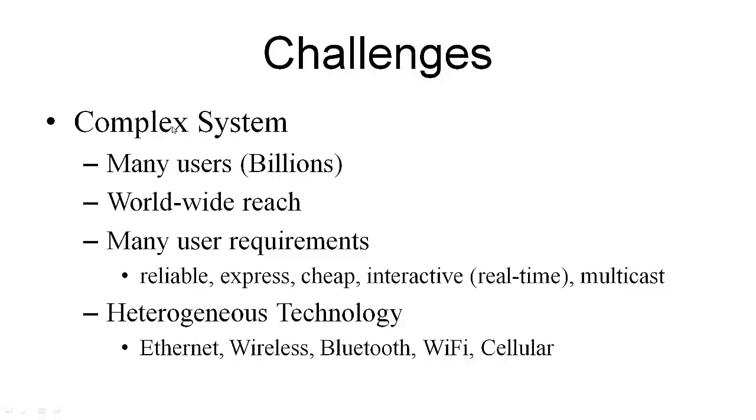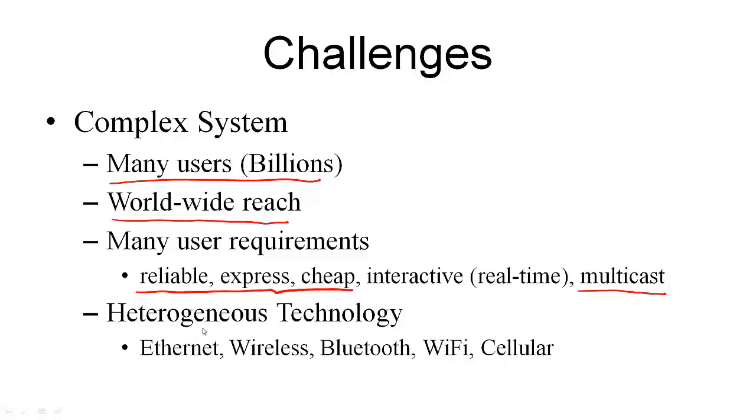So the computer system is a lot more complex than the postal system. You have users that run into billions. These users can be anywhere in the world. Not only do they want reliable, express, cheap transfer of messages, they want interactive, that basically means supporting video and audio. They also want multicast support, which means they send one message, they want this message to reach multiple users.